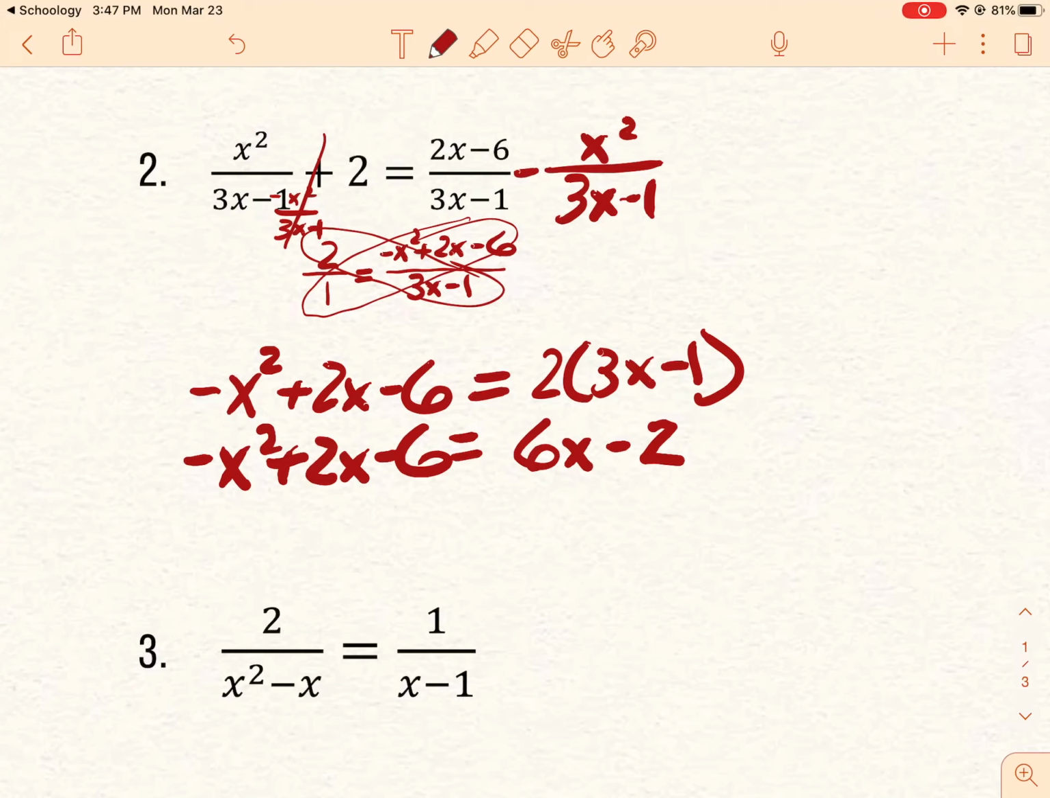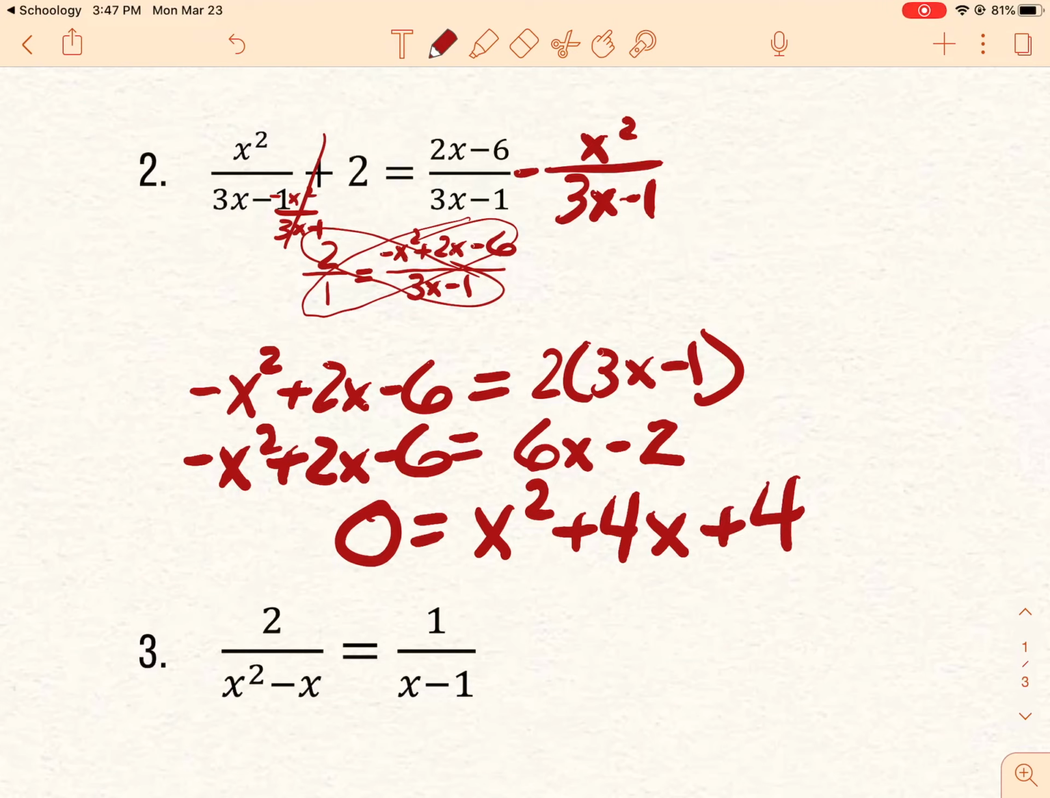Try getting everything over onto one side. Just because I don't like the negative x squared, I'm going to add it to the right side. So I'm going to get x squared. I'm going to subtract the 2x, so I'm going to get a 4x. I'm going to add the 6, and I'm going to get a positive 4.